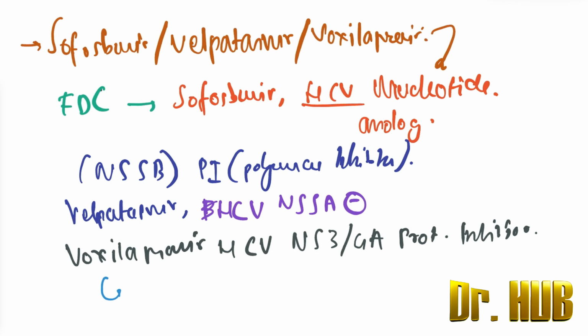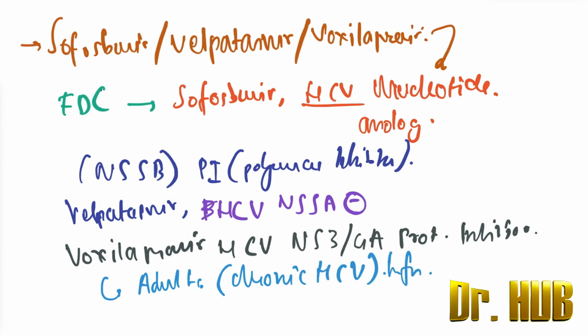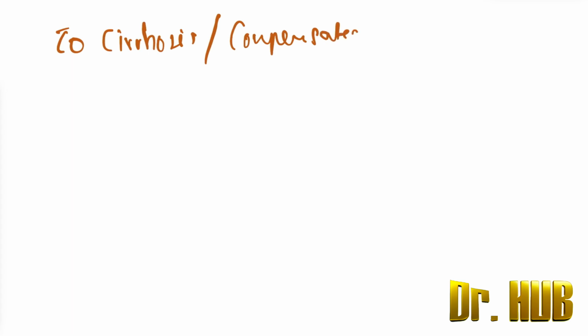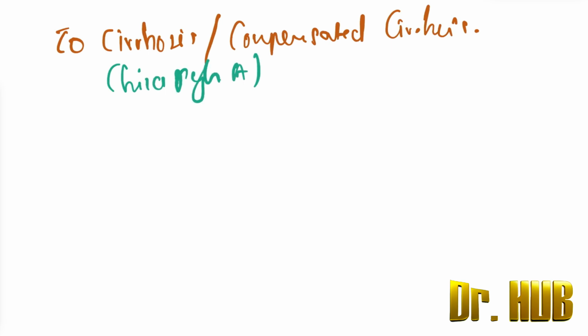So it is indicated in treatment of the adult patients with chronic HCV infection, and it is without cirrhosis, or with compensated cirrhosis. So that is nothing but the Child-Pugh A, and who have genotype 1, 2, 3, and 4.